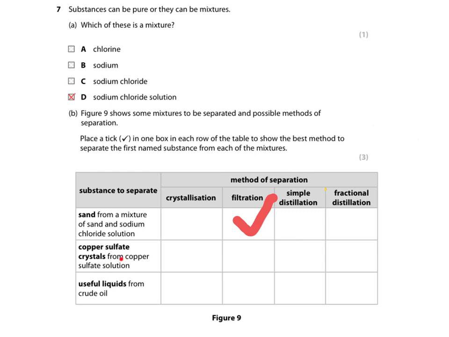Actually, there was a question very similar to this earlier on in this paper. So how can we get dry crystals from a solution? Well, what we need to do is heat it or evaporate the solution until the dry crystals are formed. And this process is known as crystallization, taking a solution and heating it up or just allowing it to evaporate until you form dry crystals, crystallization. And then we've got useful liquids from crude oil. So this is one that you've probably studied quite a lot. How do you separate the different fractions in crude oil? Well, we use fractional distillation.